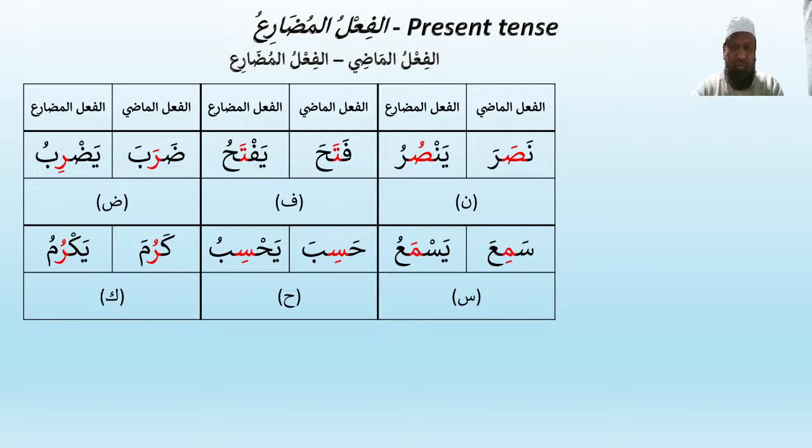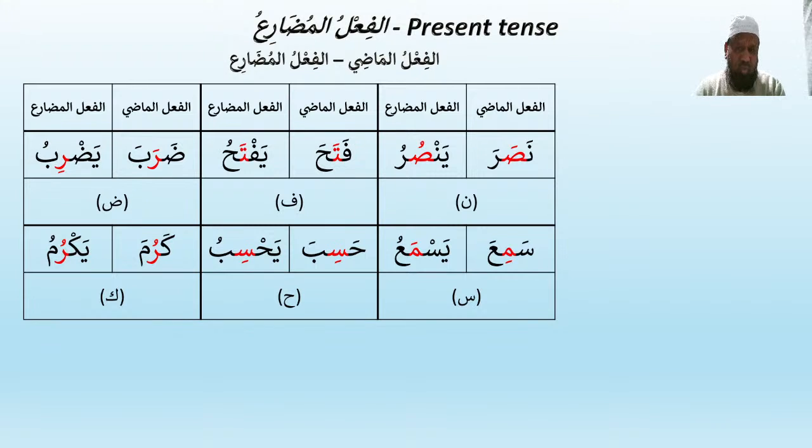Nasara yansuru, fataha yaftahu, daraba yadribu. The way we can remember: in madi, the first 3 babs have a fatha. Next, the bab has a kasra on the middle letter. This has also kasra. And the last one, the middle letter has a dhamma. So bab nasara yansuru, as we know, the noon represents bab nasara. Fataha yaftahu, daraba yadribu, sami'a yasma'u, hasiba yahsibu, karuma yakrumu.